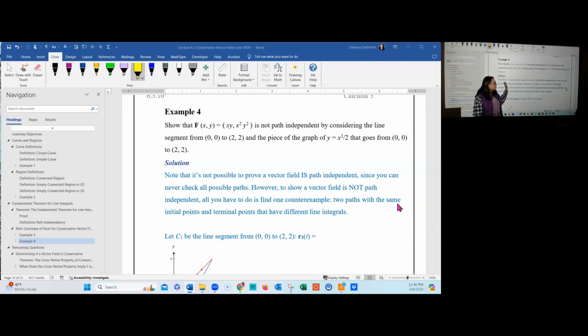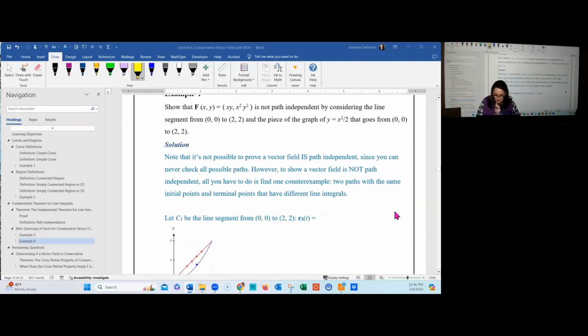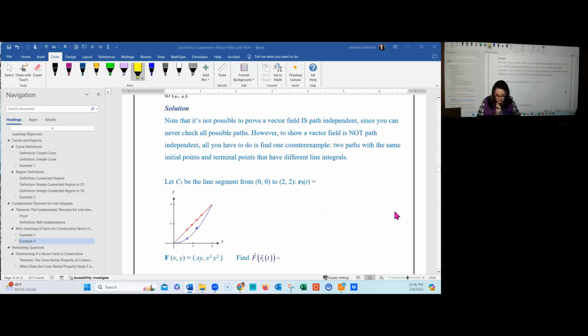You can't possibly prove that a vector field is path independent because, like what happened when we were doing limits, you can't test all possible paths. What you can prove is that it's not path independent by showing that you get two different values for your integral depending on the path that you take. Let's take a look now at what our two paths are.